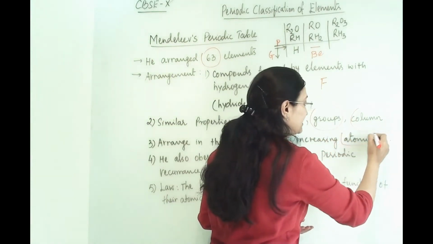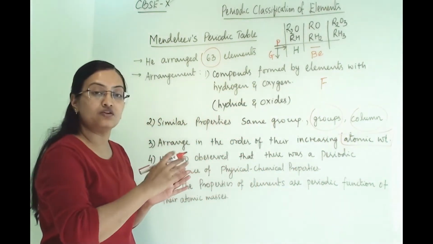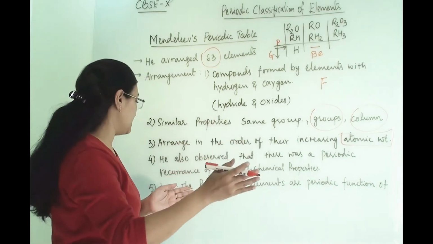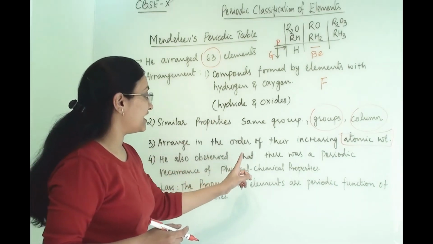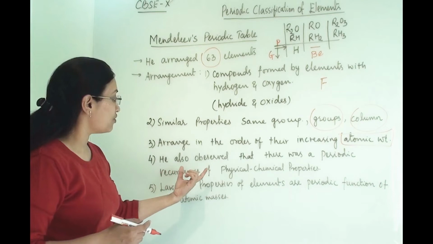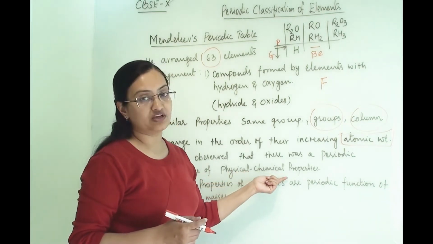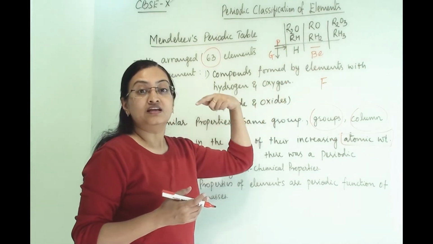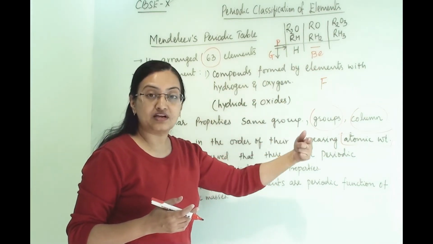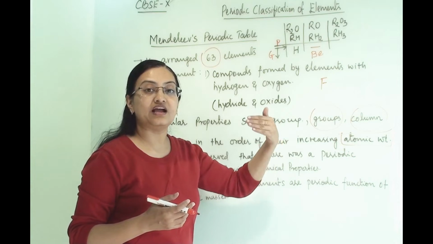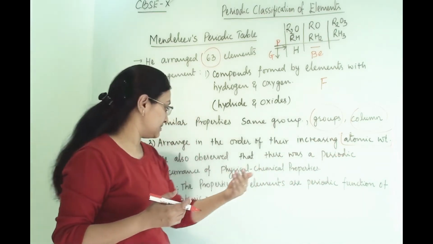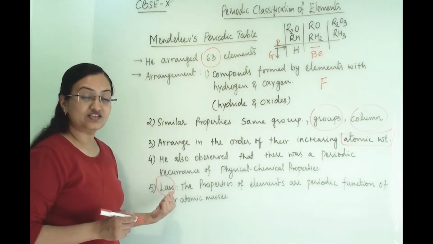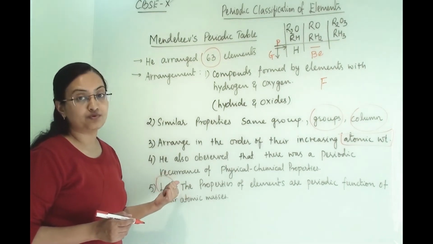Was atomic weight, atomic mass. He arranged them in increasing order of their atomic mass. He also observed that there was a periodic recurrence of physical and chemical properties. He observed via this arrangement that these physical and chemical properties reappear after certain elements. And after that he gave a law, known as Mendeleev's periodic law.